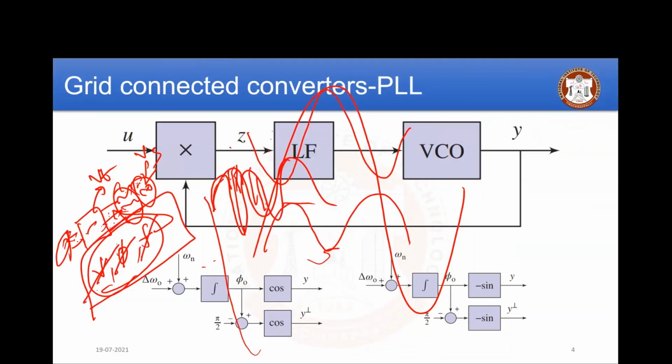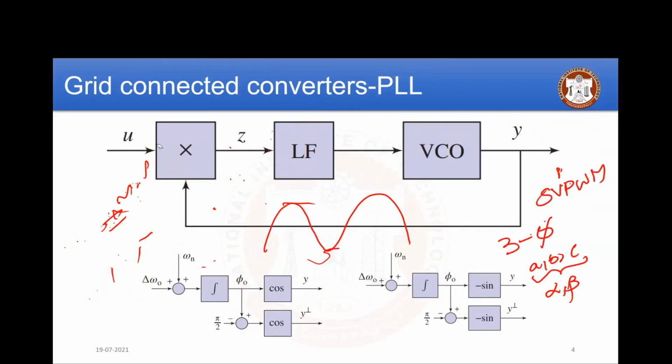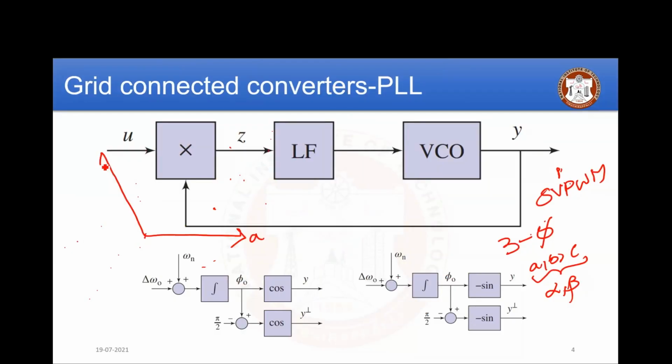To do this, earlier I told you one method, like if all the phases are balanced. In SVPWM, at the time of SVPWM, I told you one method. What you do is, if it is a three-phase network, you have ABC, and you convert this ABC to alpha beta. ABC to alpha beta.